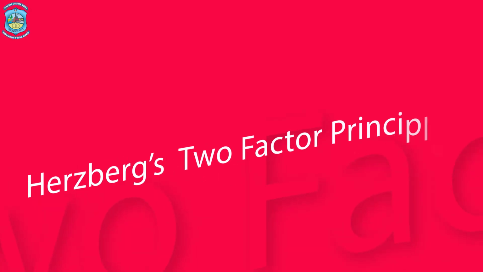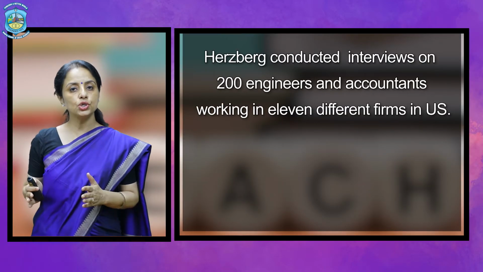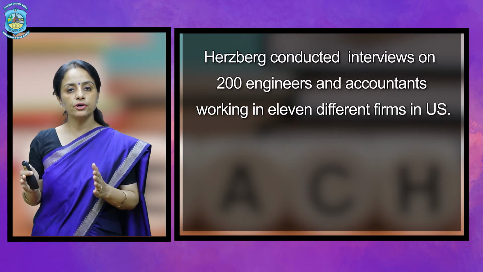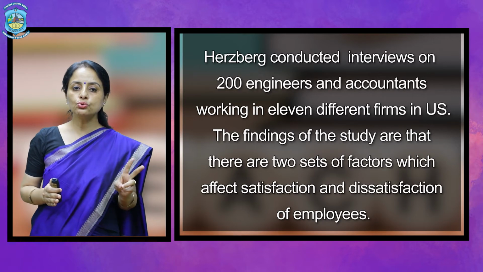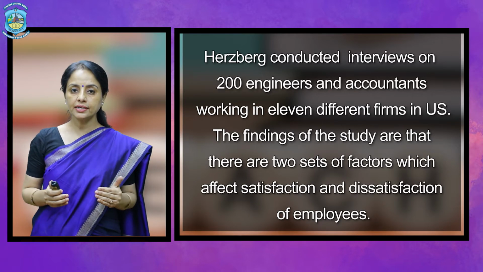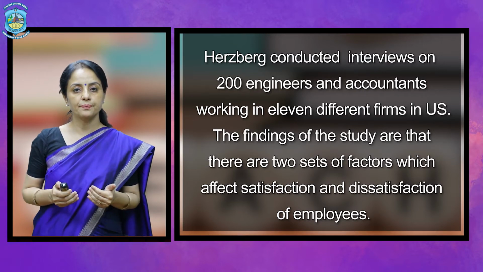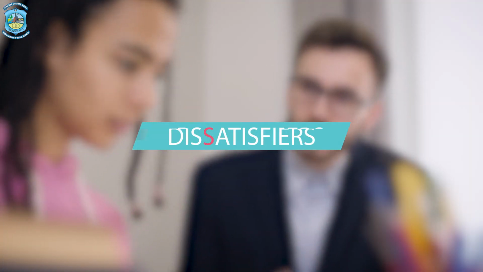Herzberg's two-factor theory is a need or content theory. Herzberg conducted interviews on 200 engineers and accountants working in 11 different firms in the US. The findings of the study are that there are two sets of factors which affect the satisfaction and dissatisfaction of the workers. Number one, dissatisfiers. When these factors are not present, dissatisfaction arises.